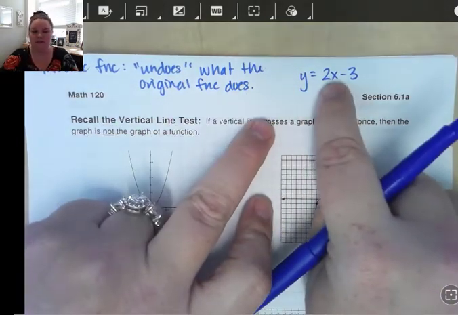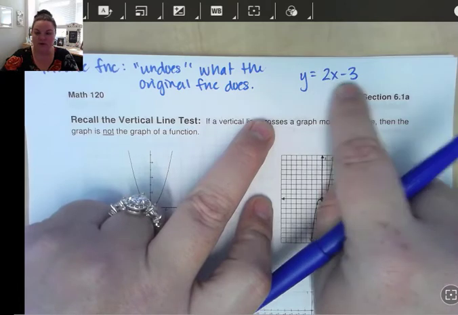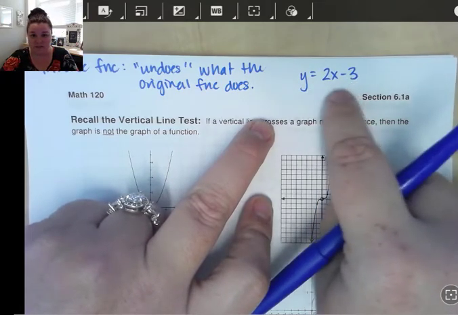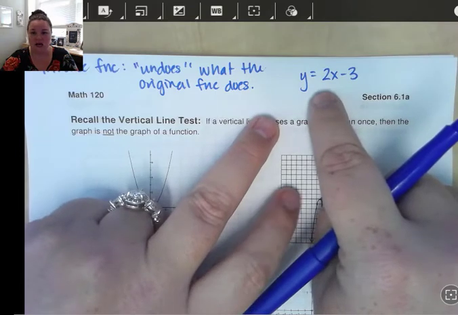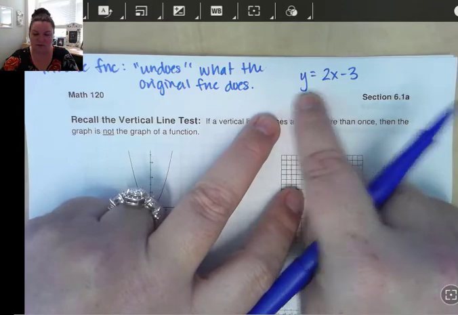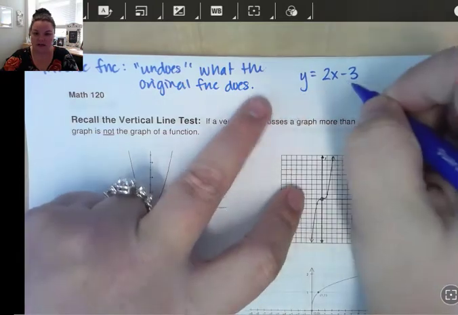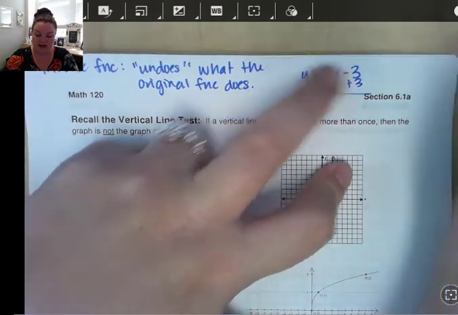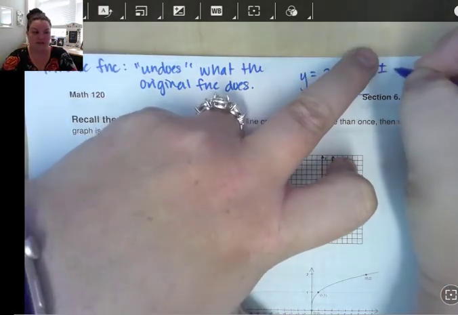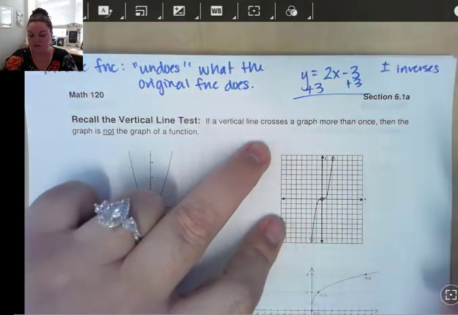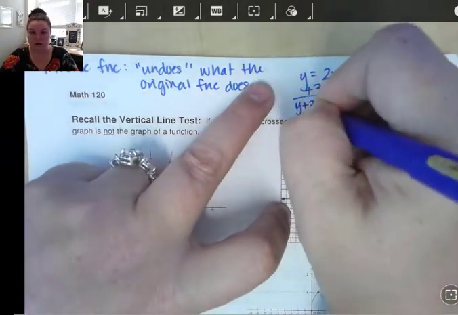Okay, so this function takes an input, it multiplies it by 2, and then it subtracts 3 from that, right? So if I wanted to undo what this function does, the first thing I would do is move that 3 to the other side, right? And when I move the 3 to the other side, I would do that by adding, correct? Well, that's because addition and subtraction are inverses, because they undo one another, right?